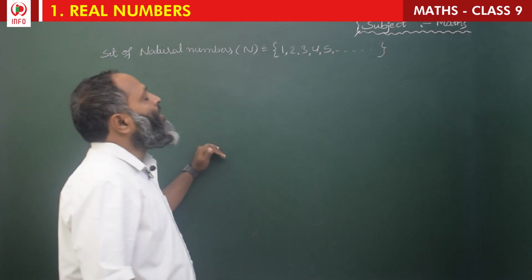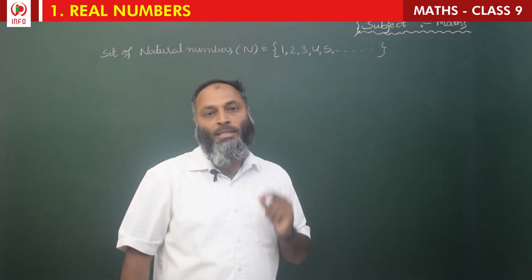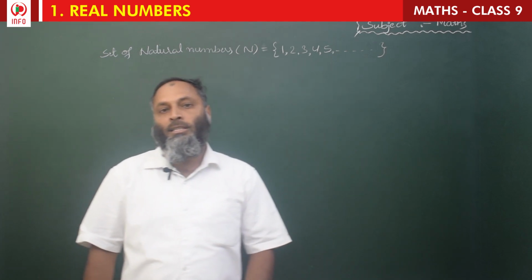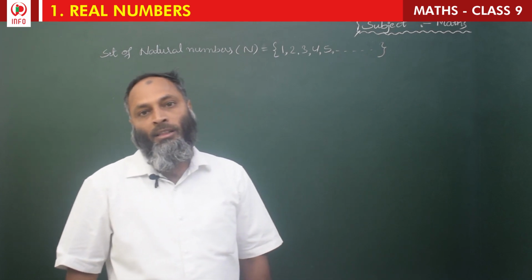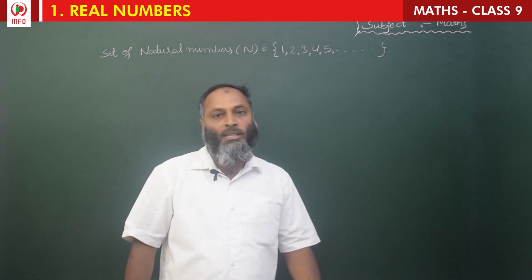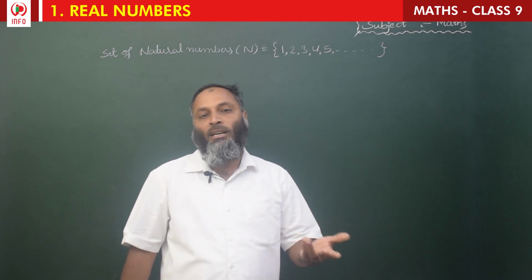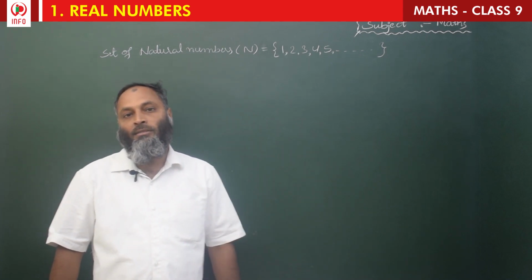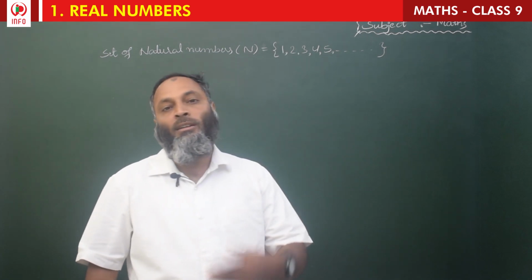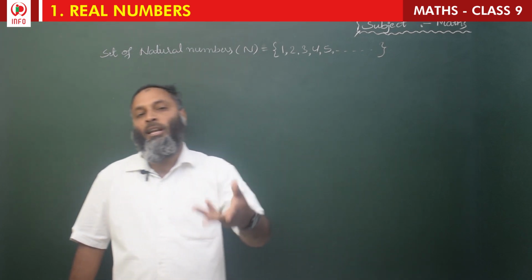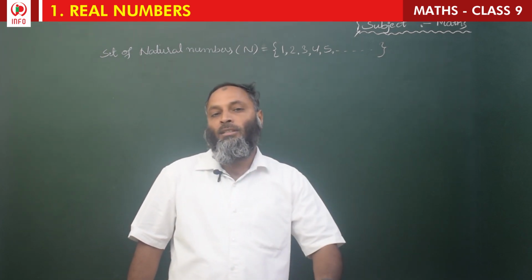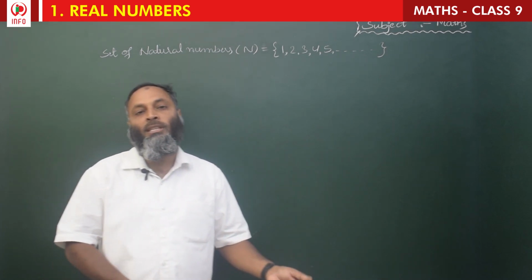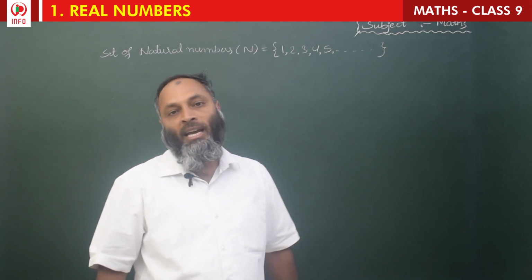In this set of natural numbers, the smallest number is 1. The highest number is undefined. Why is the highest number undefined? Suppose I say 100 is the maximum, the highest number. If one of our students stands and says, no sir, 101 is also there. If I say 1000, then 1001 is there. Lakh, 1 lakh 1 is there. 10 lakhs, 10 lakh 1 is there. Crore, so 10 crore 1. Like this, we are not able to say what the maximum number is.